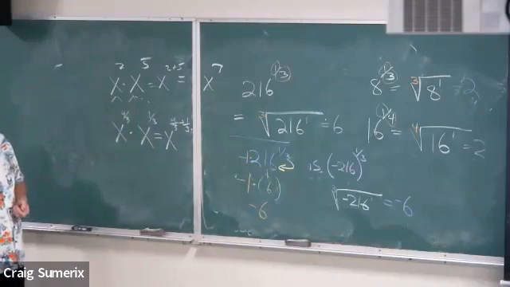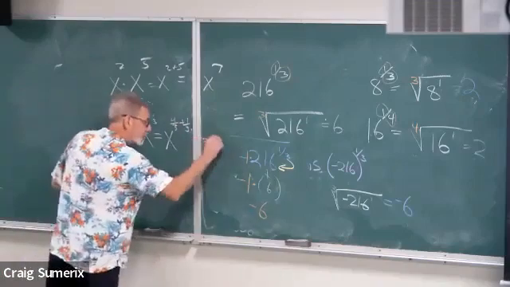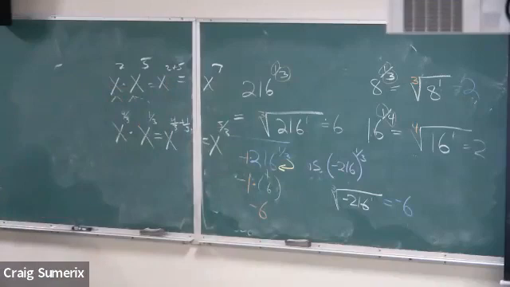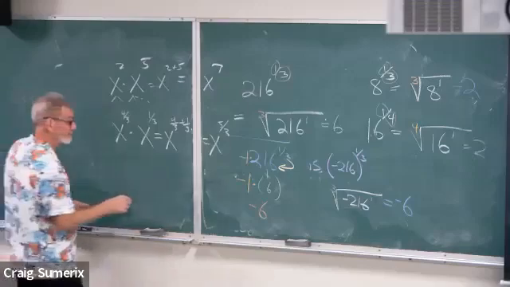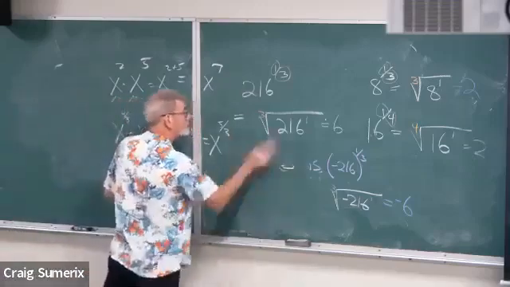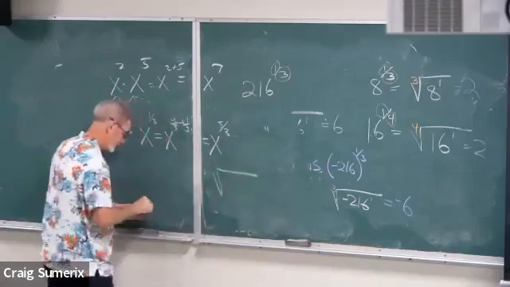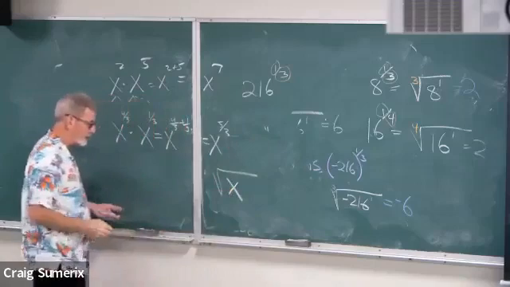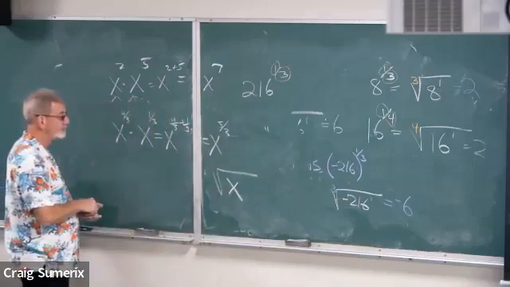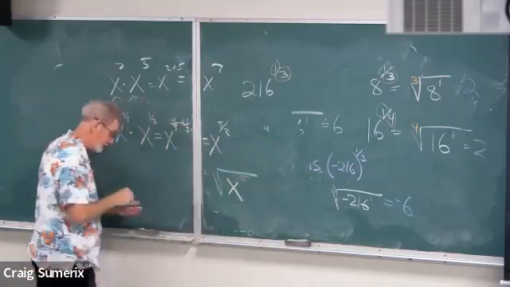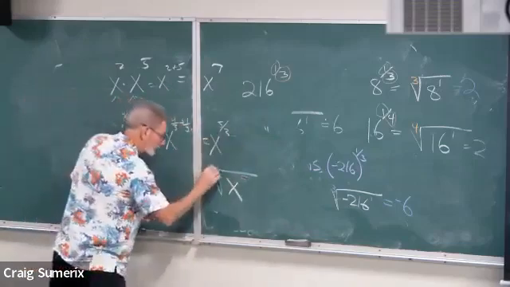Are the bottoms the same? Can we add the tops in? x to the 5 over 3. And if they said write this in radical notation, what would this look like as a radical? Where's the 5 go? Top number inside, bottom number outside.